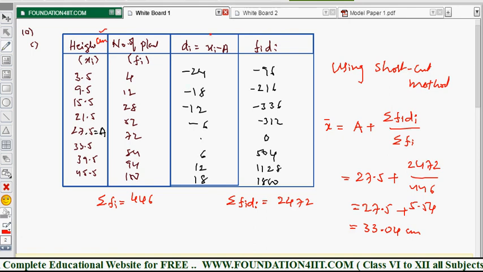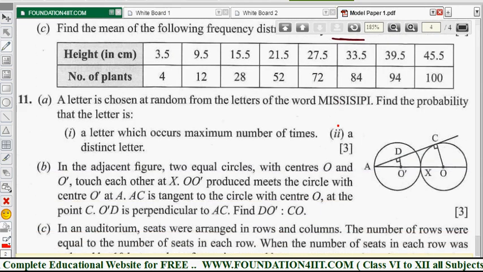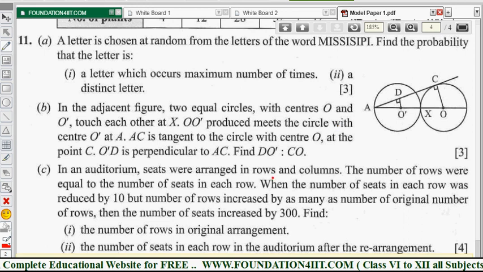So this is the method. The main thing is the deviation, xi minus a. From the xi values you can take one of the values as the assumed mean. You can solve this; you just need to remember the formula. And this is question number 10. Now let us see the 10th sum and solve these problems.